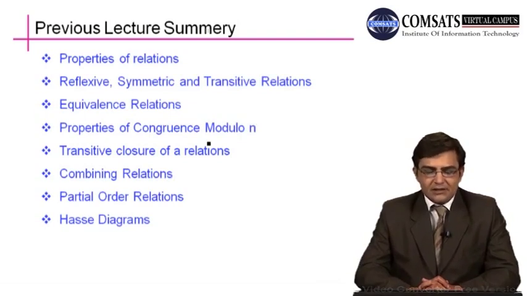The partial order relation is basically the reflexive, antisymmetric and transitive relation. And at the end we ended at Hasse diagrams. Today we are going to start functions.